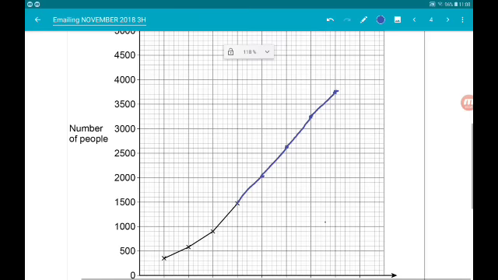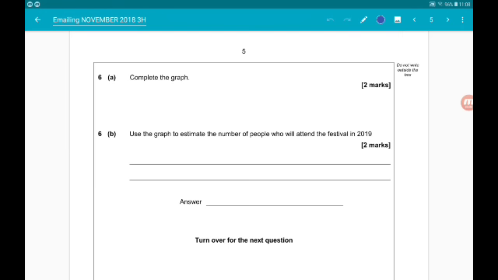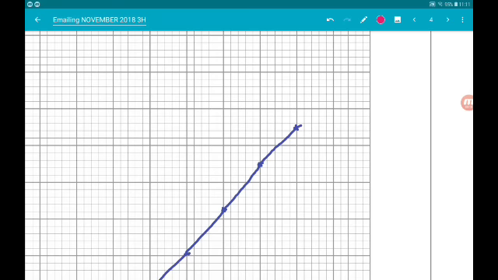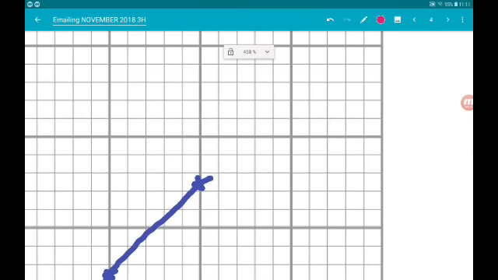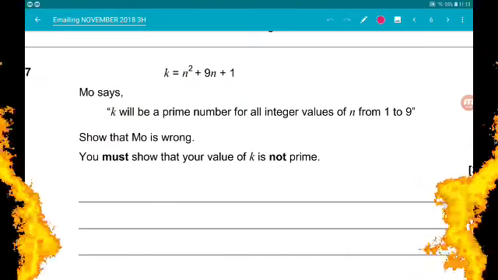So that is our completed time series graph. Very exciting. Okay, then part B wants us to use the graph to estimate the number of people that will attend in 2019. Okay, so it's pretty much looking like a straight line. So if we just carry it on, it's going to be about there, which is about 4,200. Cool.